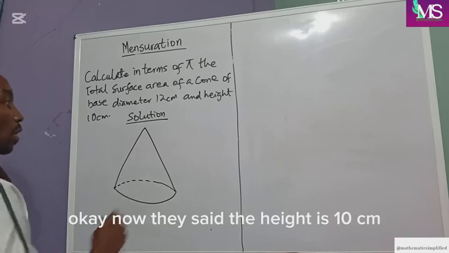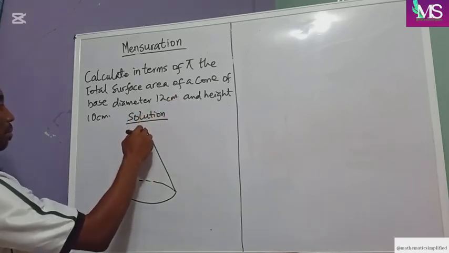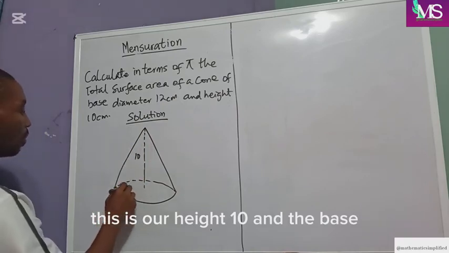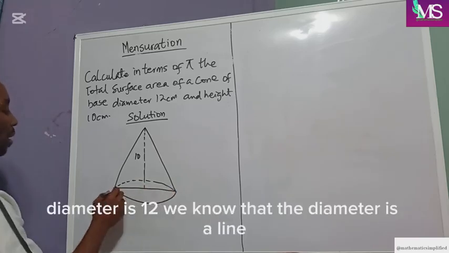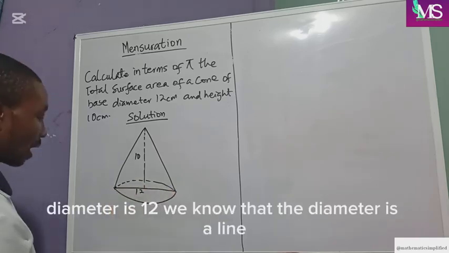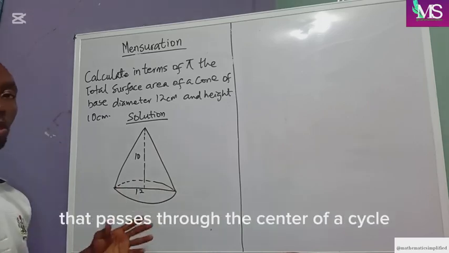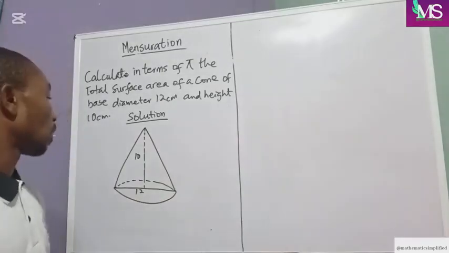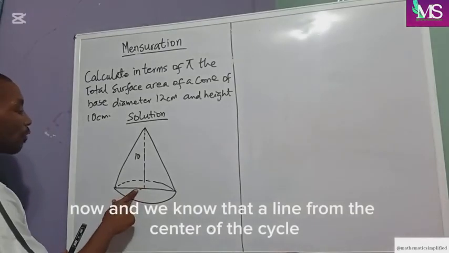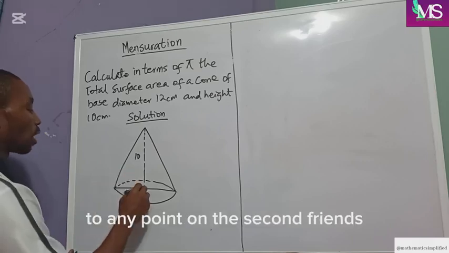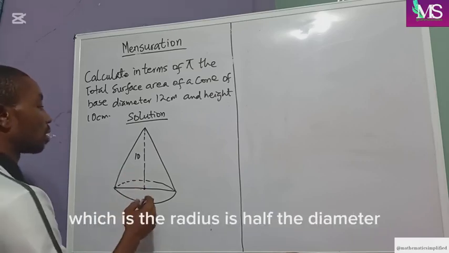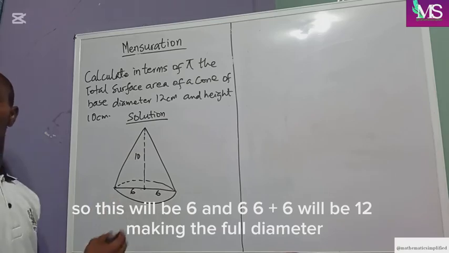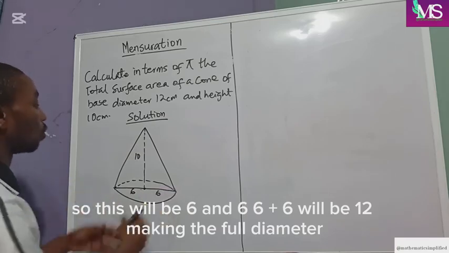Now they said the height is 10 cm, this is our height, 10, and the base diameter is 12. We know that the diameter is a line that passes through the center of the circle, touching both ends of the circumference. And we know that a line from the center of the circle to any point on the circumference, which is the radius, is half the diameter. So this will be 6 and 6. 6 plus 6 will be 12, making the full diameter.